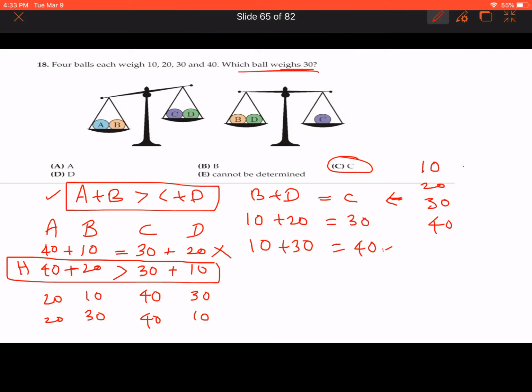In this case it is 40 plus 30, 70, so this is going to be higher, and in this case it is going to be equivalent. So both of these are not satisfying this equation, so the only combination that satisfies is 40 plus 20 greater than 30 plus 10, so C's value is going to be 30.